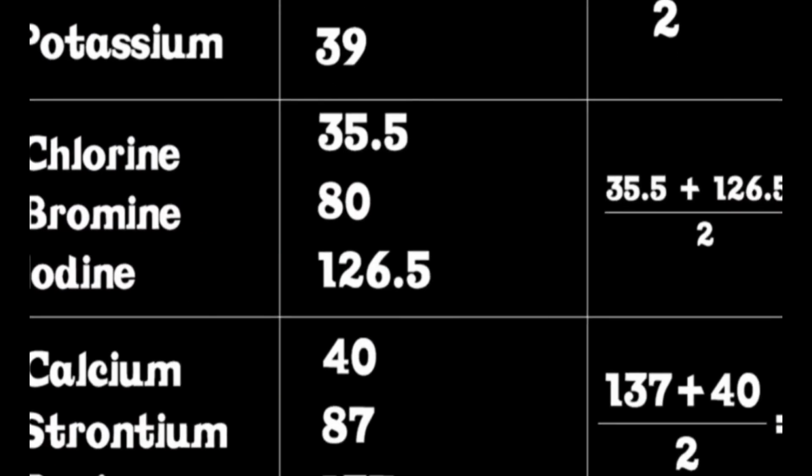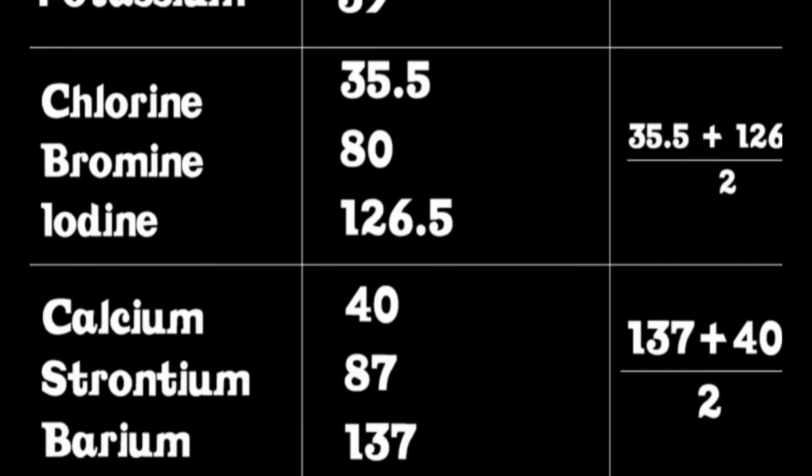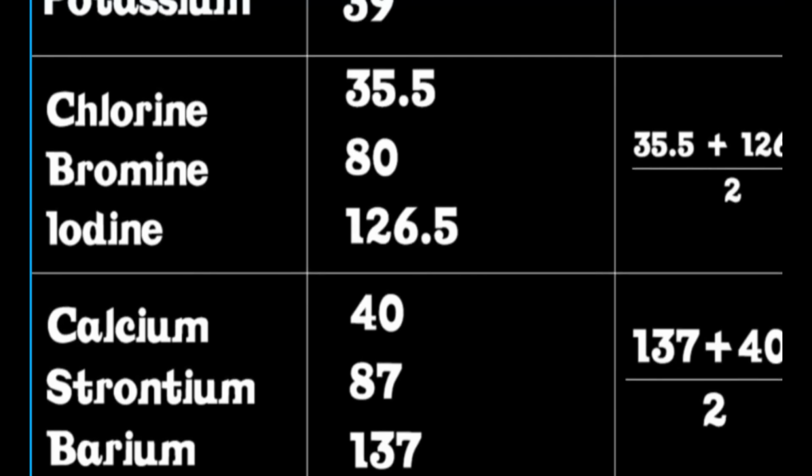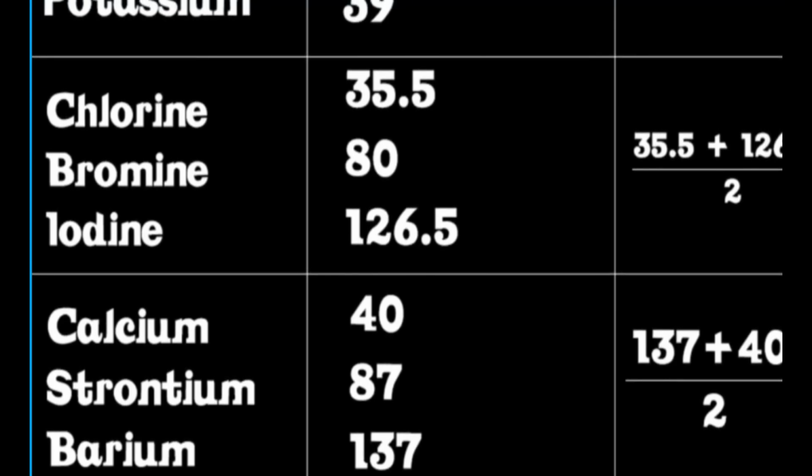Here you can see chlorine, bromine and iodine. In this, chlorine has an atomic mass of 35.5 and iodine has 126.5. When the average of these 2 elements was taken, the atomic mass 81 was found. This atomic mass was nearly equal to the atomic mass of bromine, which is the second element of this triad. He saw that this group of elements also had similar chemical properties.